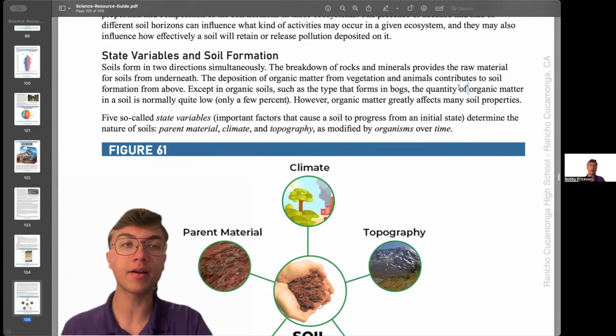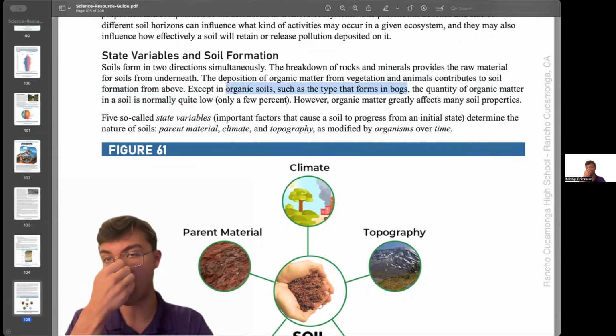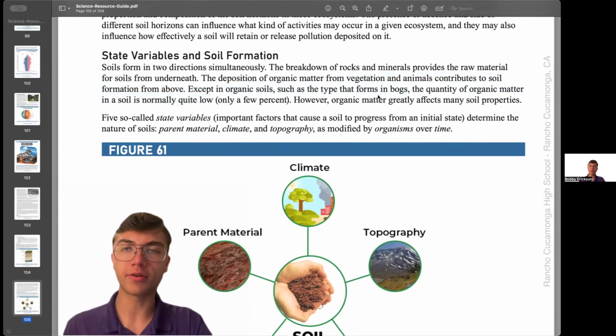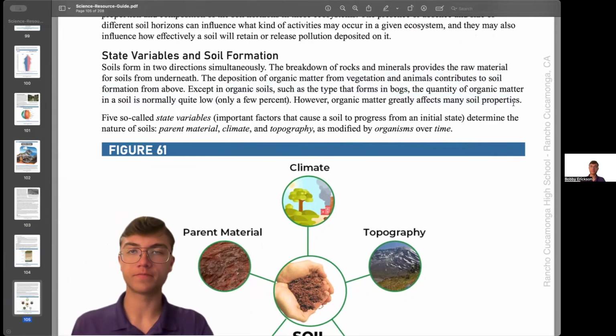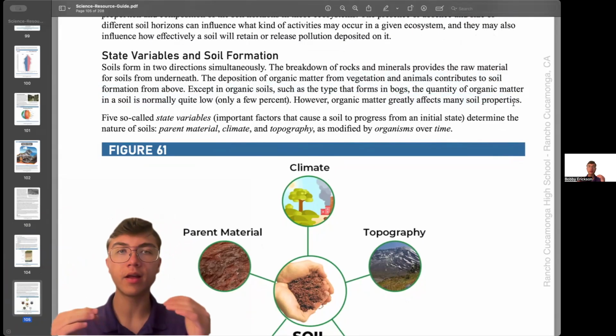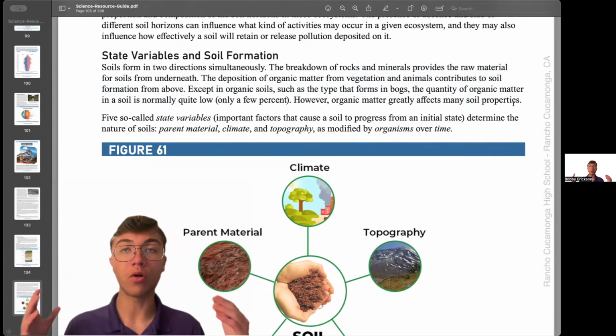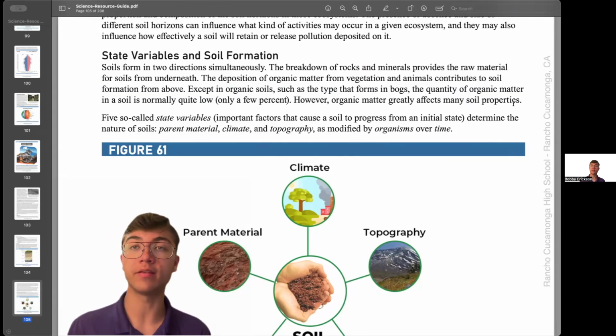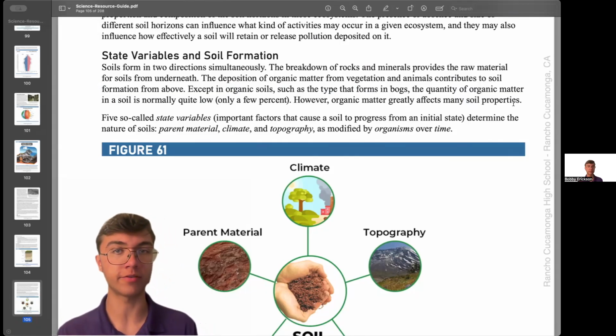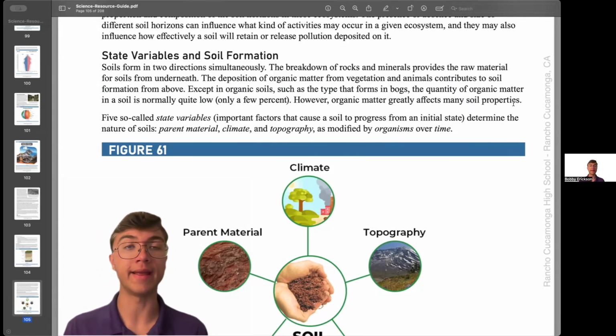Usually, organic matter in soil is quite low, except for organic soils in bogs. However, it actually greatly affects many soil properties. So, organic soils, although they are uncommon and organic matter is scarce in a lot of different soils, they're actually very important and affect soil properties quite a bit.